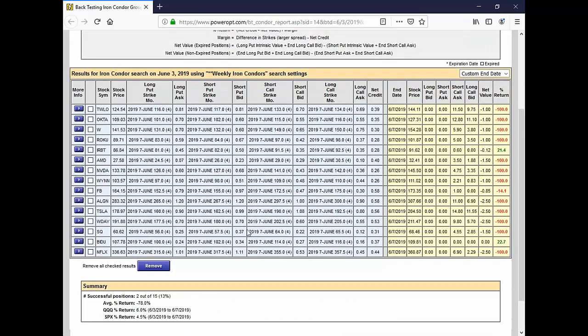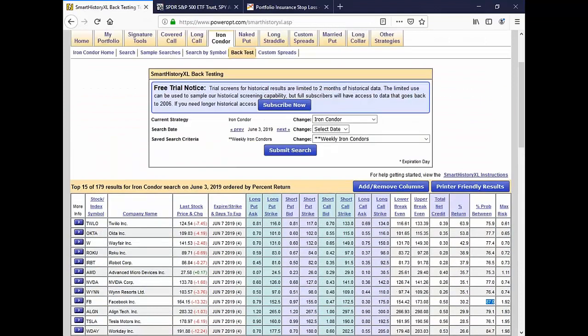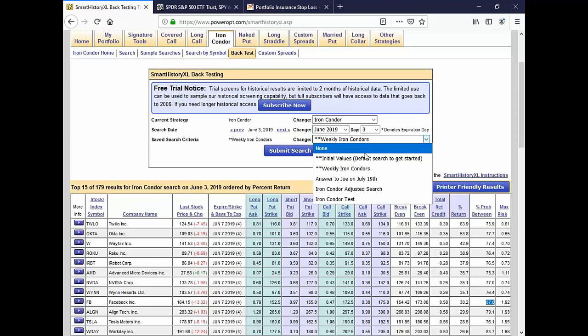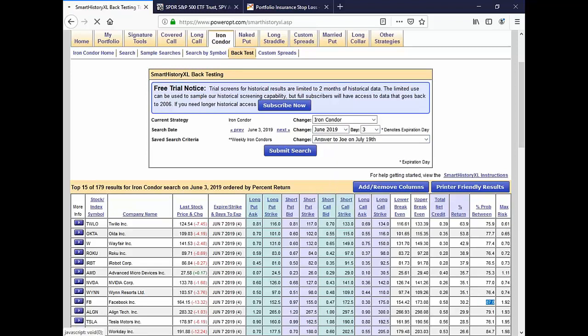And okay, so maybe I'm cherry picking. But what I wanted to show you is, what if I did that same thing on June 3rd? So we have Twilio, Okta, Wayfair, Roku. I'm just looking at some of the names here. We're going to run that other search with the higher probability, little bit lower return, but going 14 days out instead of 7. Or in this case, 4.